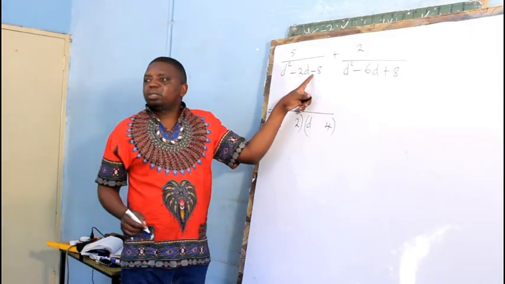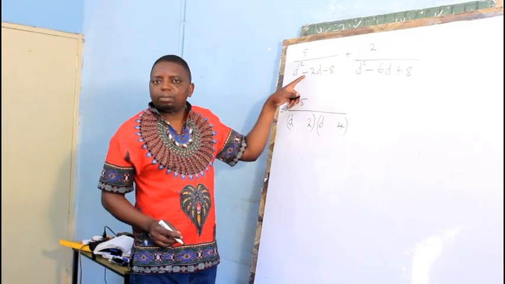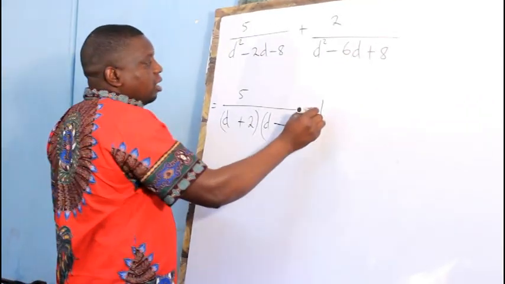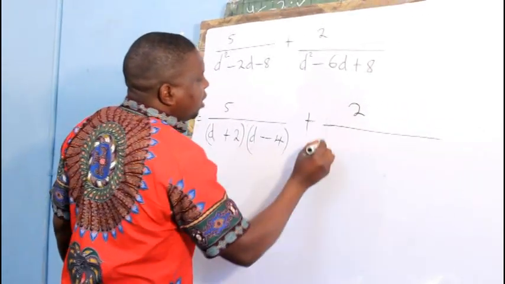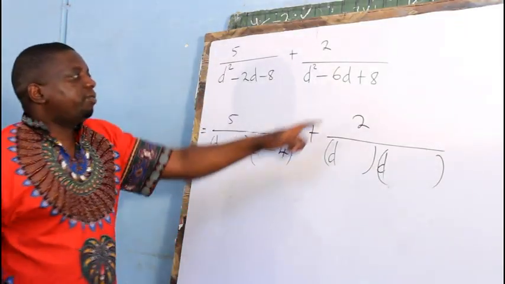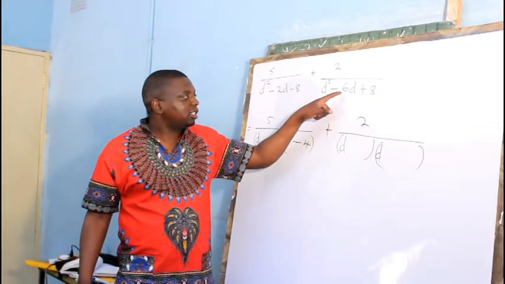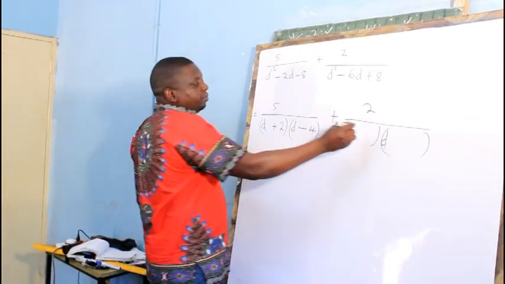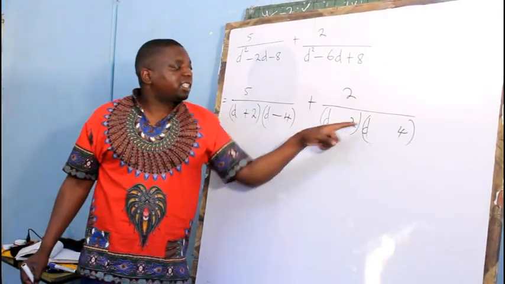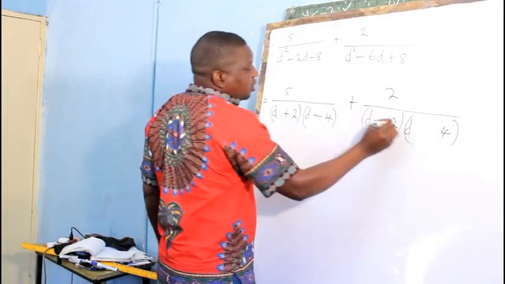Since the third term is negative, the factors are of different signs, and the bigger factor takes the sign of the middle term. So we have minus and plus. Plus 2 over the second denominator. We find the two factors of 8 which, when added, give 6: 2 and 4. The third term is positive, so our factors are of the same sign. They both take the sign of the middle term.